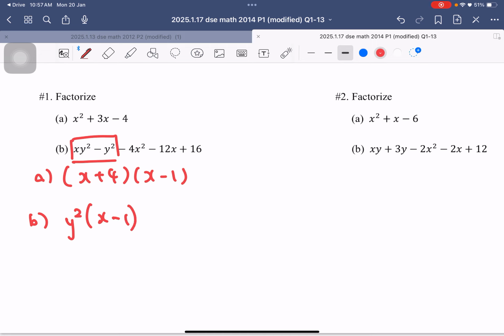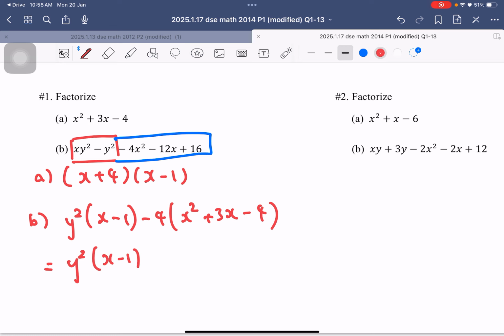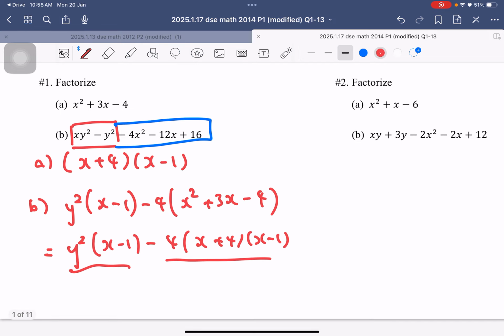And then for these 3 terms, what do I need to take out? Minus 4. So I take out minus 4, and then we have x squared. Take out the negative, so this becomes plus 3x, and then minus 4, isn't it? Then I factorize this again, so y squared times x minus 1, minus 4 times x plus 4, x minus 1. This is the left part, this is the right part. What is the common factor? We can take it out. X minus 1. So I take out the x minus 1, then what do I have?